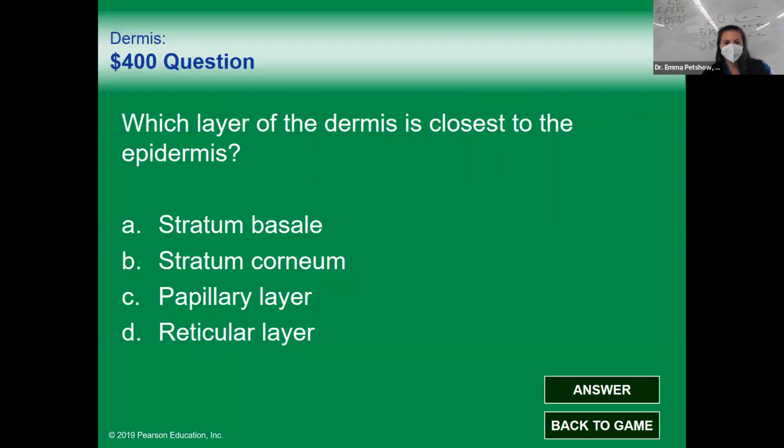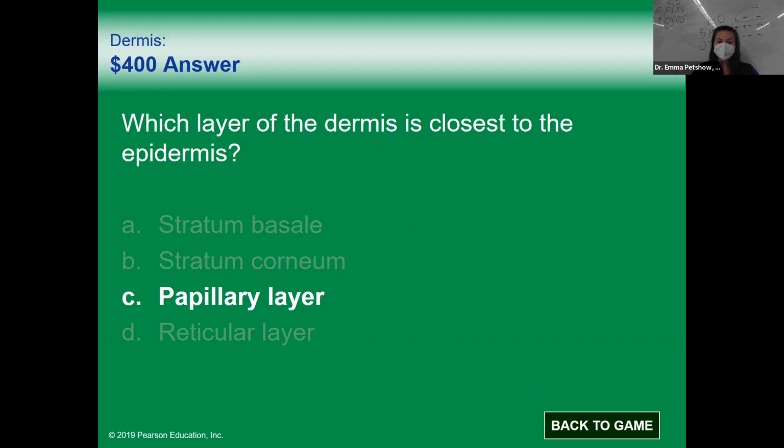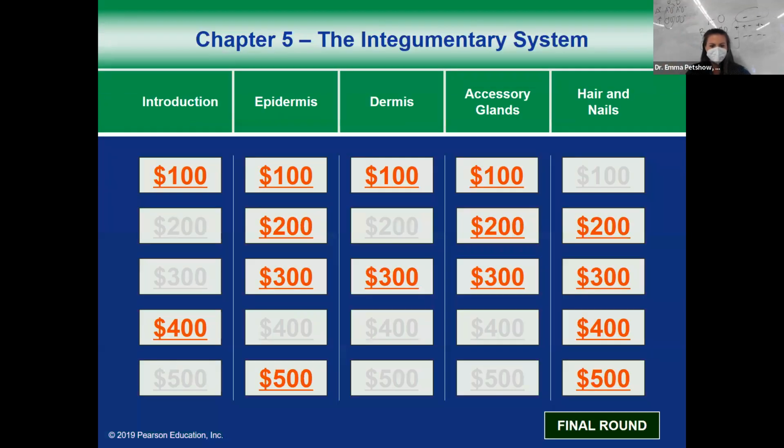Dermis 4. Which layer of the dermis is closest to the epidermis? The stratum basale, the stratum corneum, the papillary layer, or the reticular layer? Yes, it is the papillary layer of the dermis that is closest to the stratum basale of the epidermis. The deepest epidermal layer is closest to the superficial dermal layer. The brain twister.